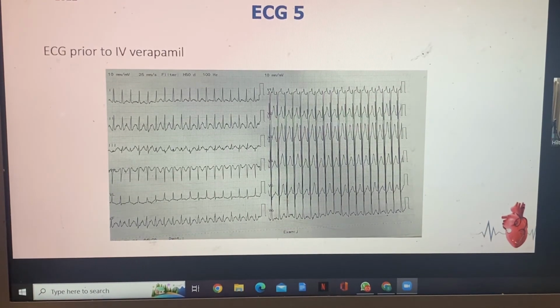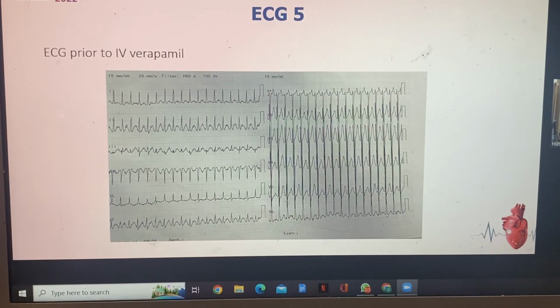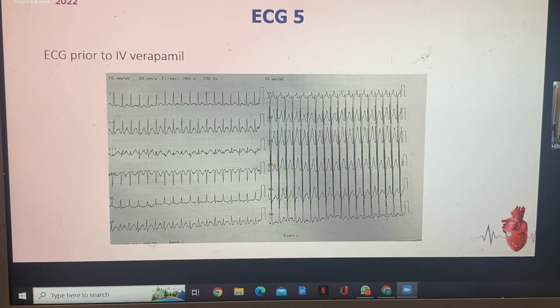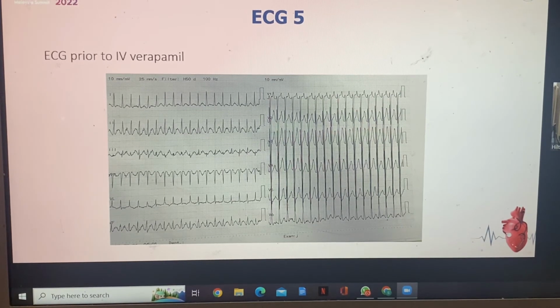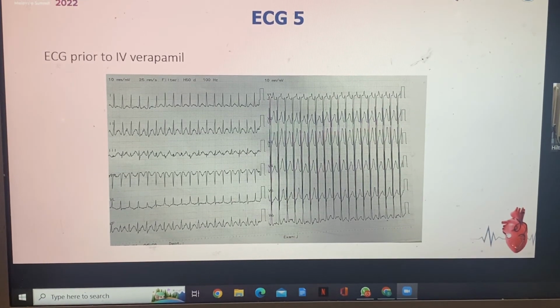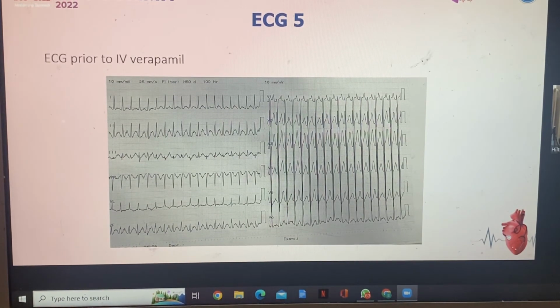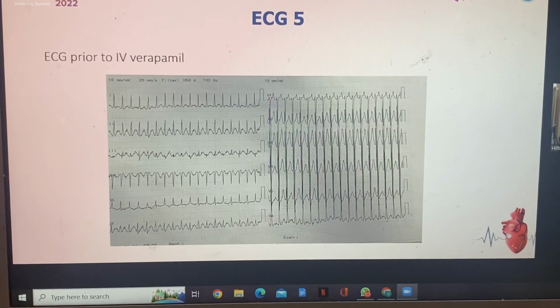All right, and it is not terminated. Okay, if it's not terminated, there are a few differential diagnoses. AVNRT is quite easily terminated. AVRT is easily terminated. Why? Because in these two, the AV node is part of the circuit, but in atrial tachycardia it is not part of the circuit. You can slow down the AV node, but the tachycardia is still circling in the atrium.